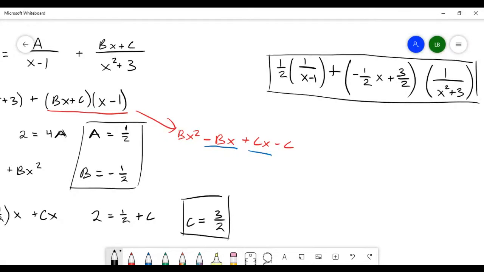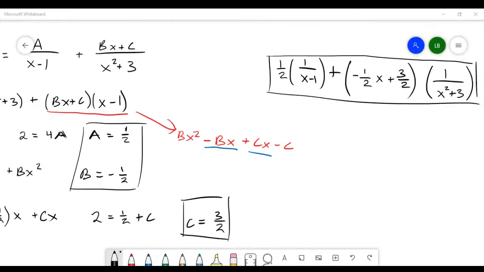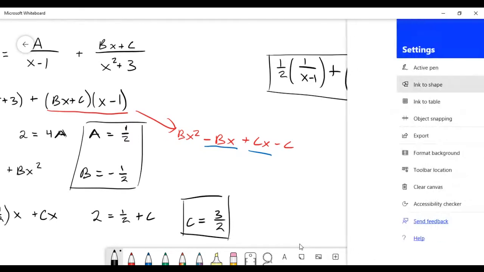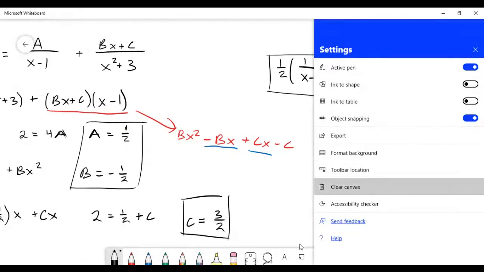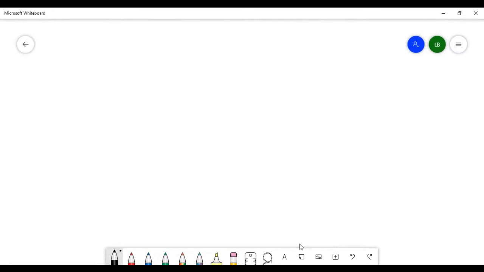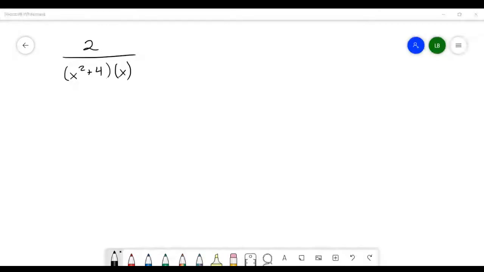Would you guys like to do one more partial fractions problem? Or should we move on to the next section? One more problem? All right. Let's see. Go ahead and try out this one. And I'll give you a few minutes to do that. Good luck.